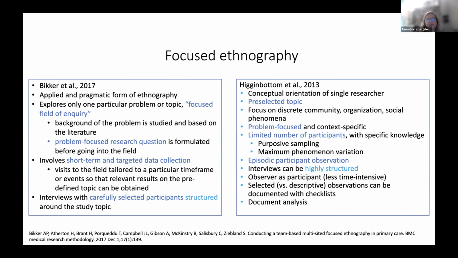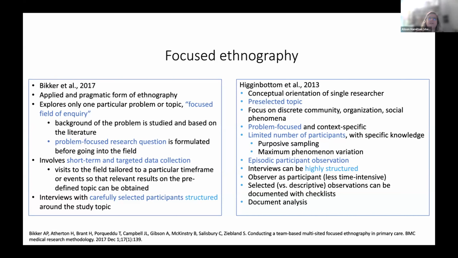So this just gives you a little bit of a comparative view of how we might think about focused ethnography in relation to some work by Bicker and colleagues on team-based multi-sited focused ethnography. In blue, you see a lot of these similarities, like a focused field of inquiry. Typically we have a problem-focused orientation, a problem-focused research question. Our data collection in focused ethnography is typically short-term and targeted, and we are being really purposeful about our sampling approach, as I mentioned before.